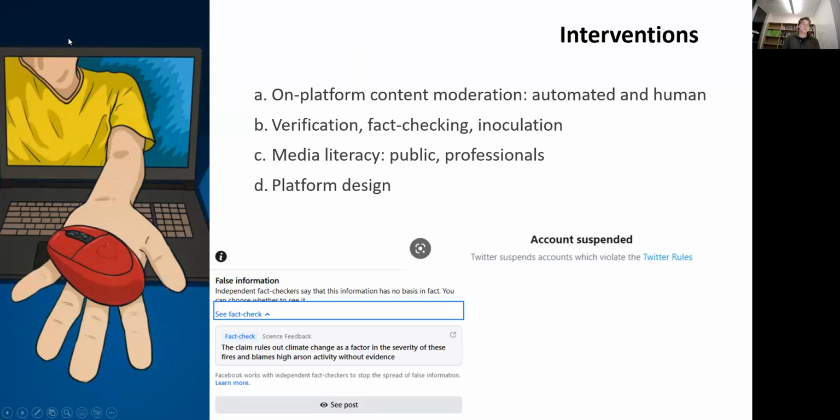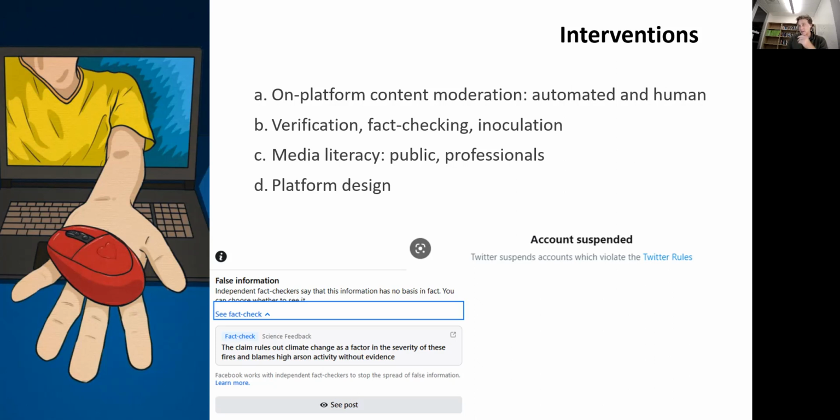Looking now at, what are some of the interventions that are being used to mitigate the harms arising from information disorder, and how effective are they? So the first sort of intervention that we have is on-platform content moderation, it's often called. So this is things like platforms.